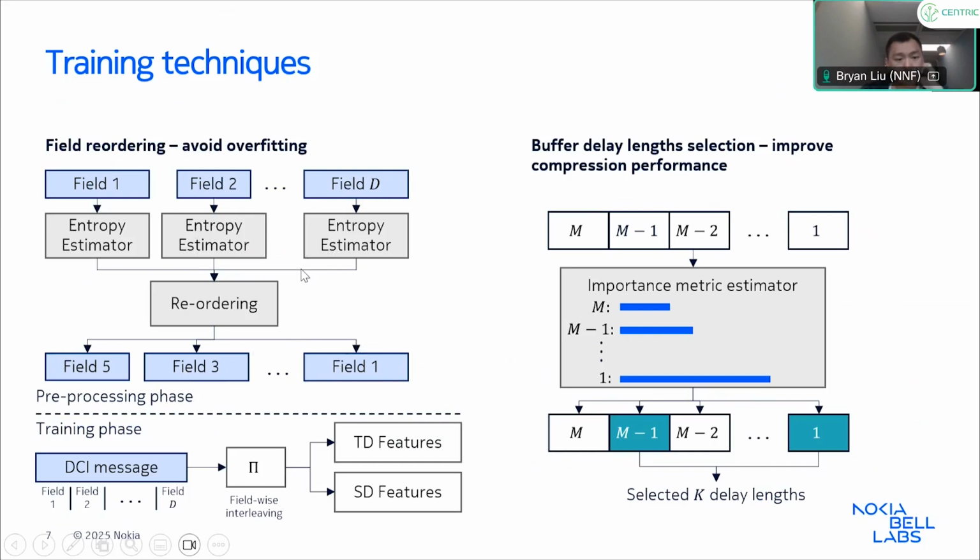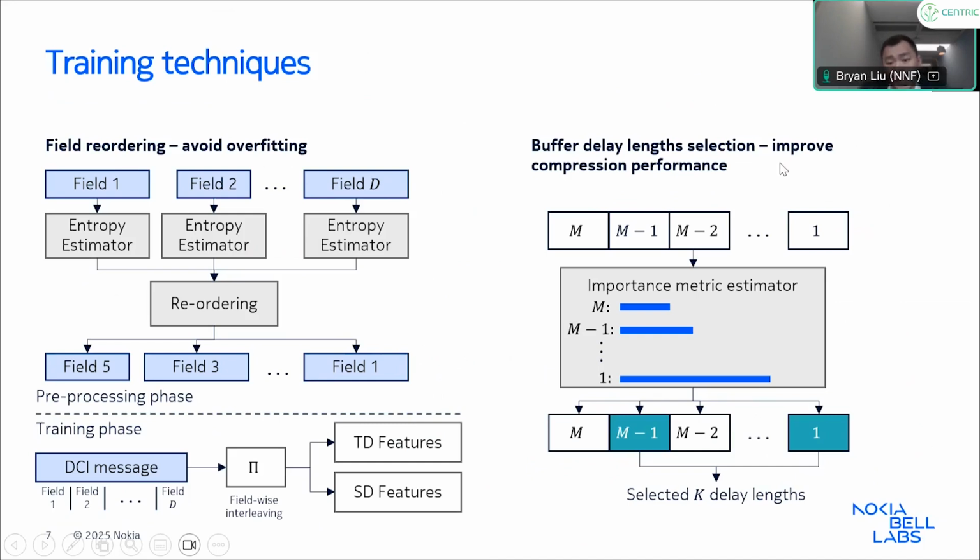So it can improve the general performance of this trained model. And then the second training technique is the buffer delay length selection. Just now in previous slides, I showed that we want to explore the temporal correlations, and there might be one memory buffer used to store all the past DCIs. But one question is, do the latest DCI messages, the past DCI messages, have the strongest correlation to the current TTI? And the answer might be no.